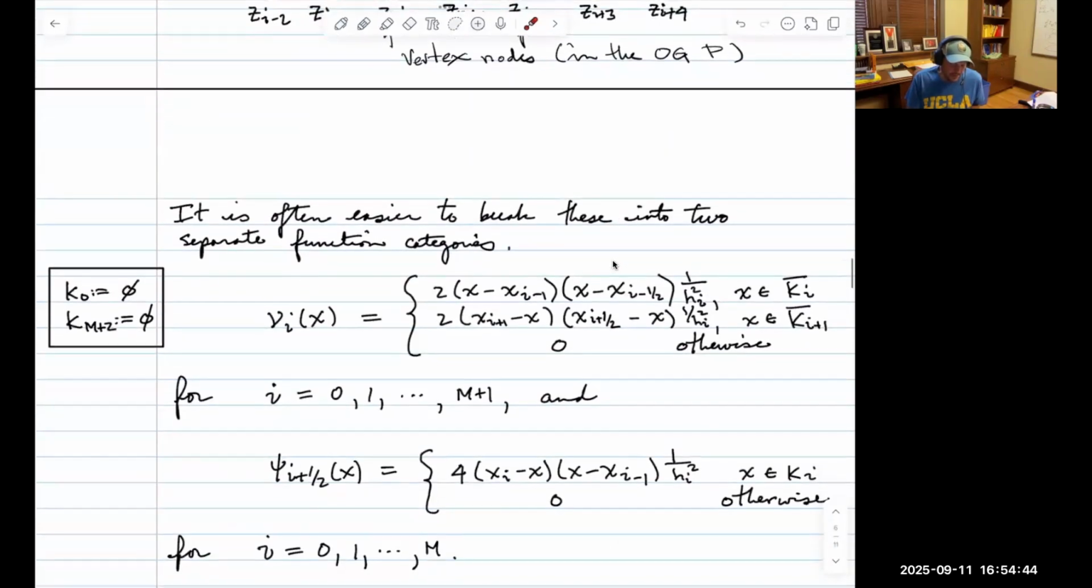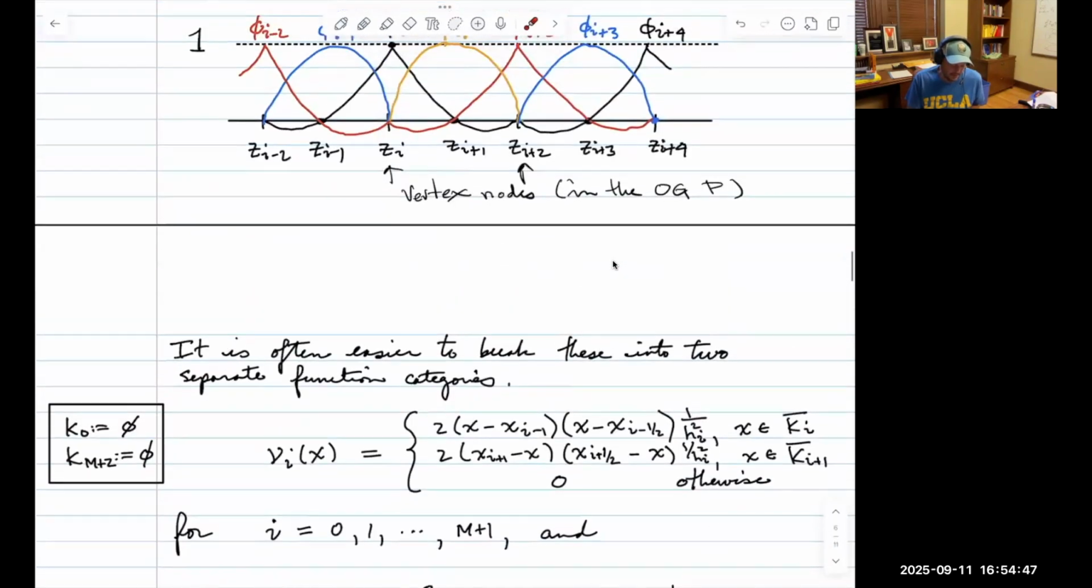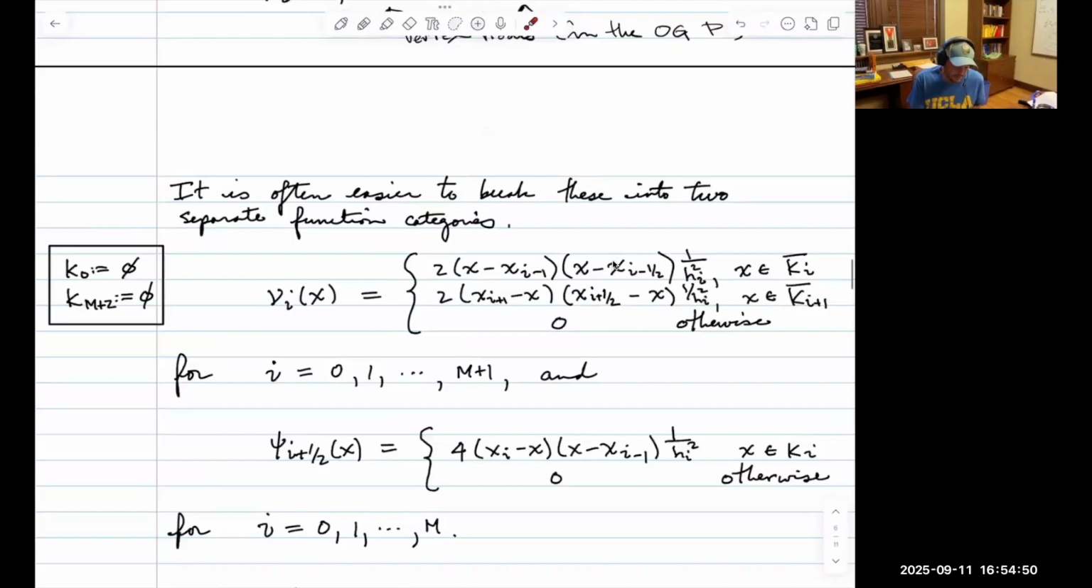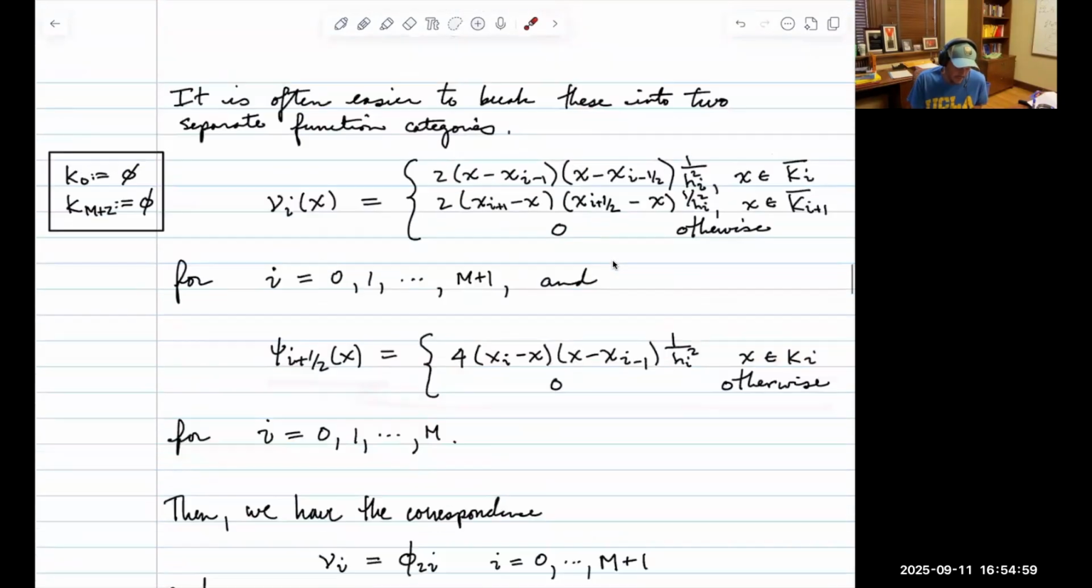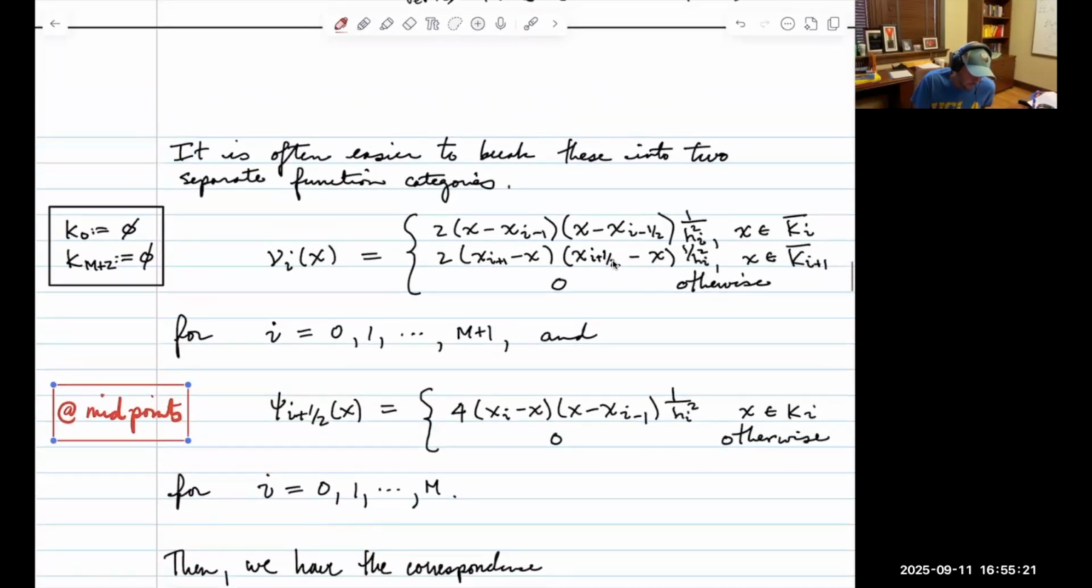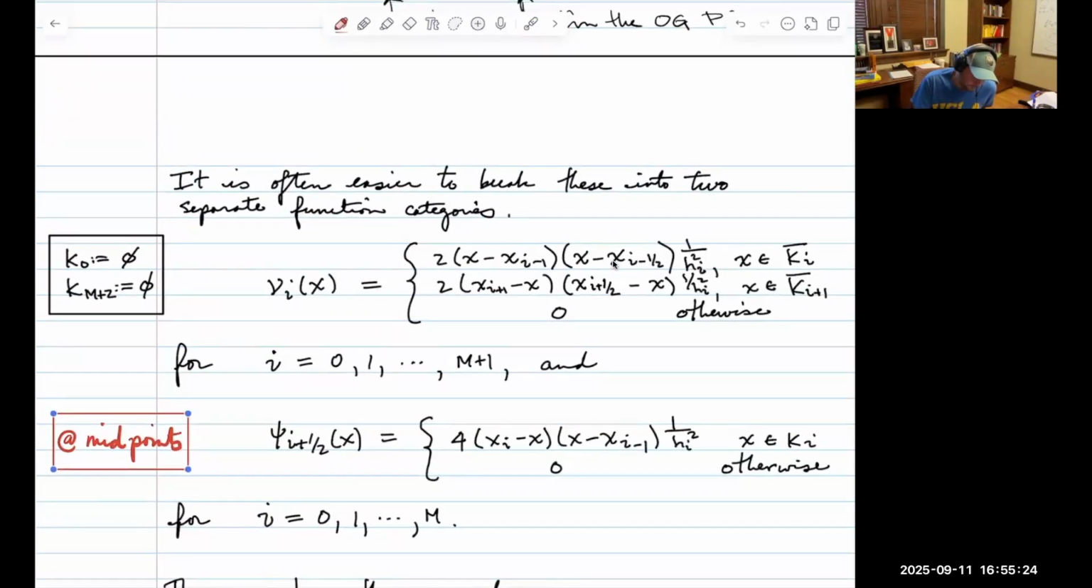But it's often easier to break these into two separate function categories. For vertex nodes, these are going to be the basis functions at the vertex nodes. And these here are the basis functions that we called bubble functions earlier. So these are the bubble functions at the midpoints, and these here are at the vertices.